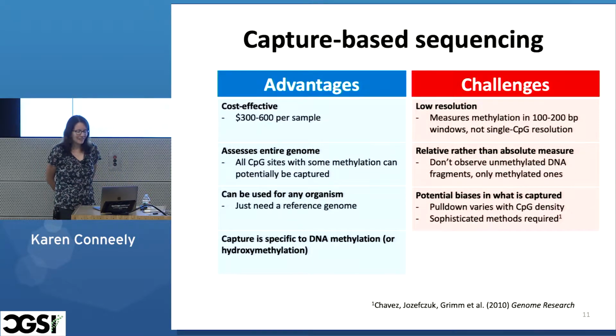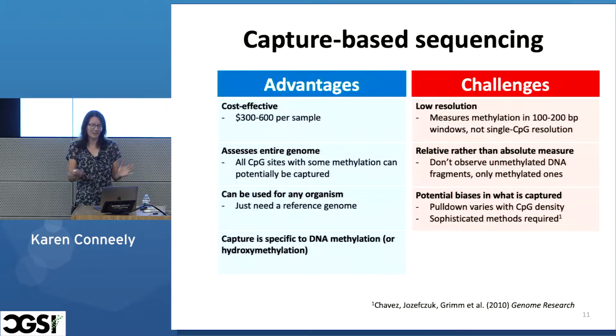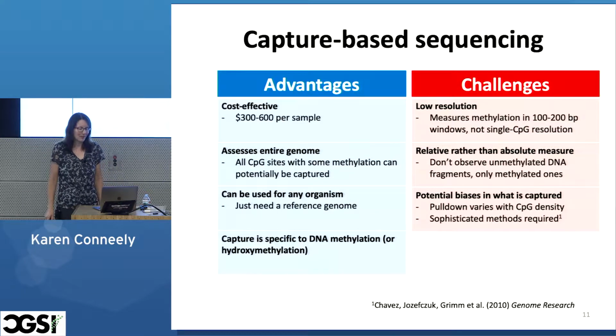So some challenges. The resolution is lower compared to the arrays. So unlike the single CpG resolution we get with the arrays, here we're looking at fragments, and all we can tell is, does the fragment have methylation on it or does it not? So we can measure methylation in these 100 to 200 base pair windows rather than the single CpG resolution. So the data gets a little bit fuzzier.